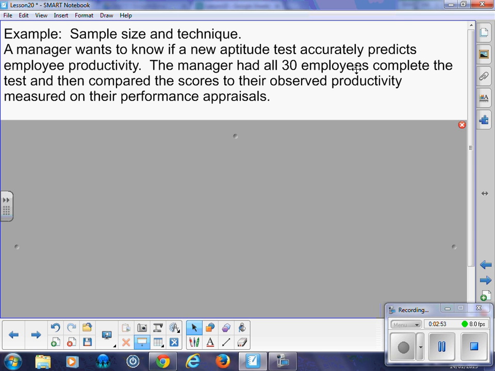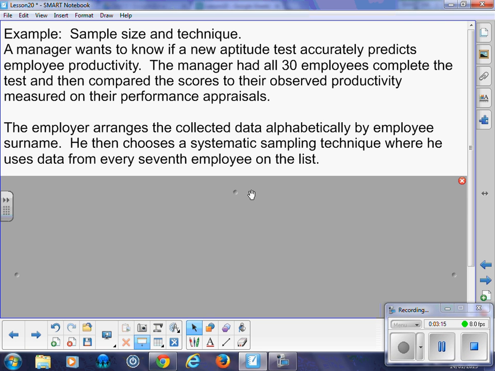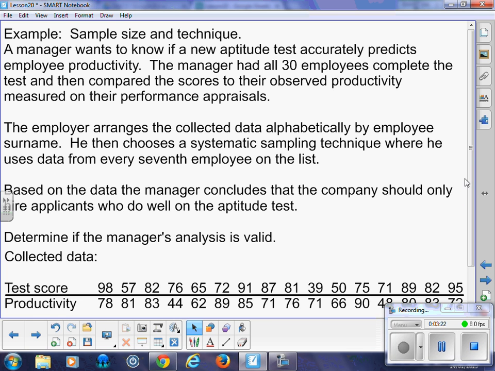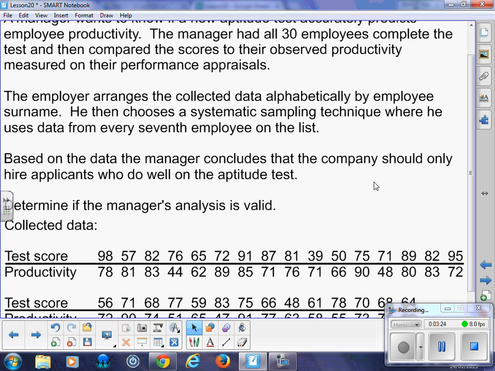The manager had all 30 employees in the company tested and compared the scores to their observed productivity. So if you're in a job, you get performance appraisals every year, and that's kind of how they gauge your raises in the real world. So he's taken those aptitude tests that they took originally and is comparing them to the productivity reports that his manager or whoever is assessing it is giving him. The employer arranged the data, collected alphabetically by employee, so the data is sorted, and that's provided below. It's not so overwhelming here.